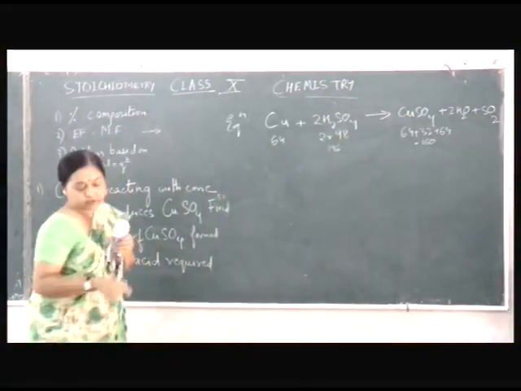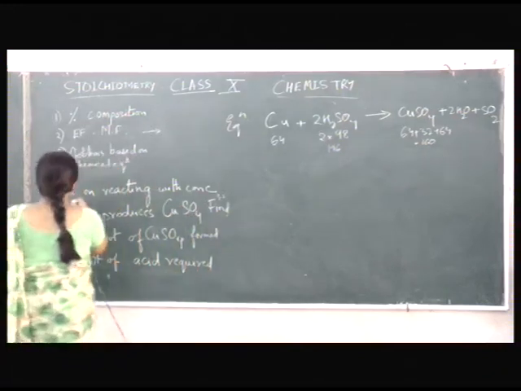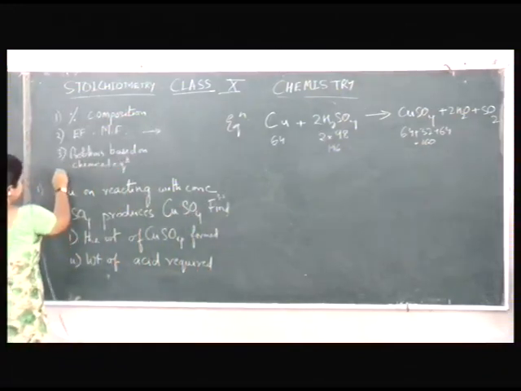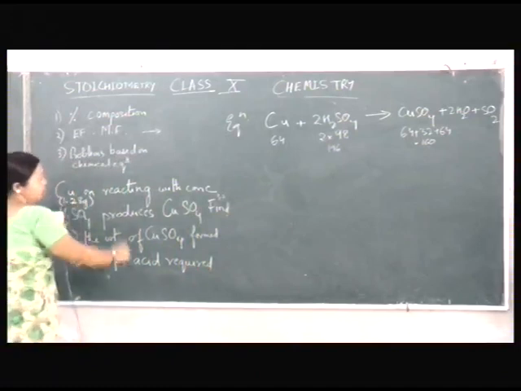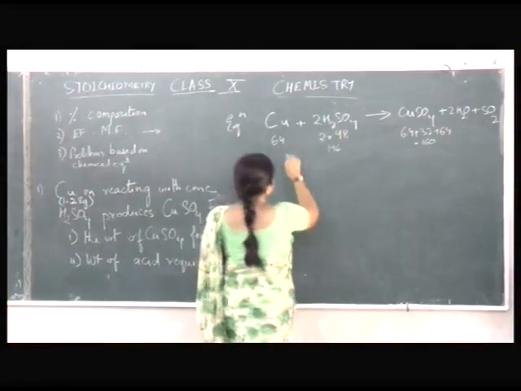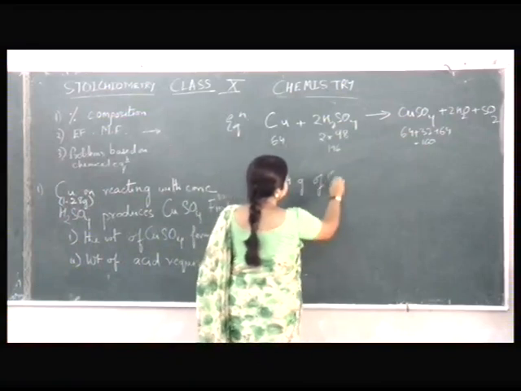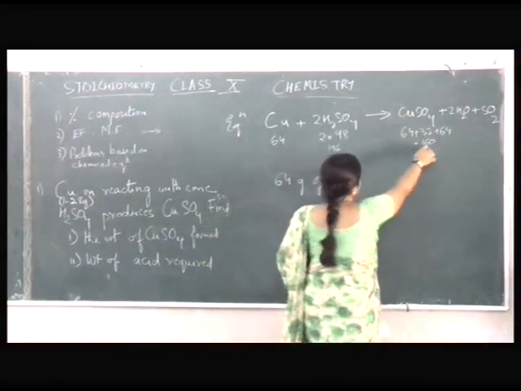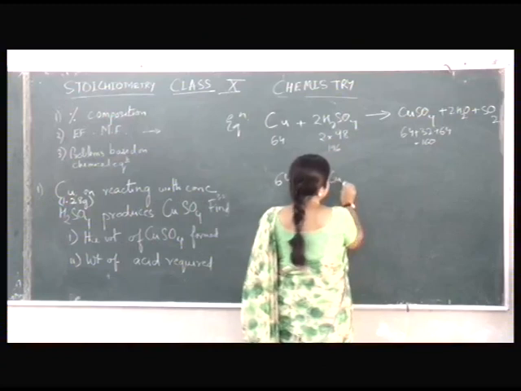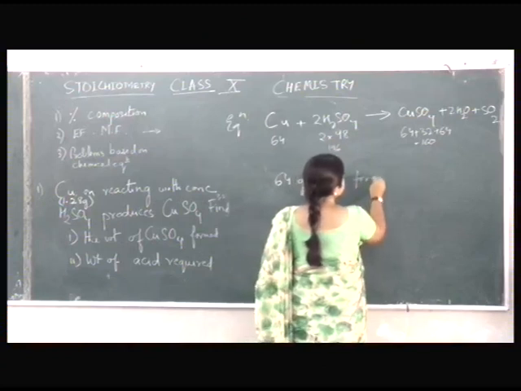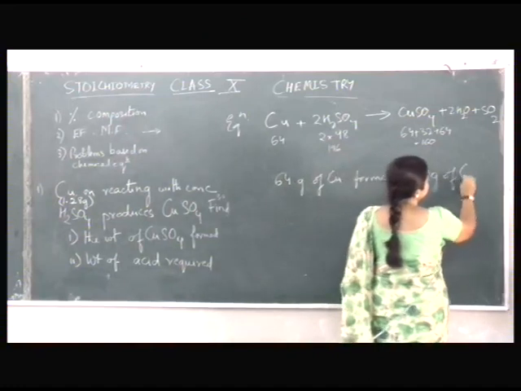Reacting with copper, something is missing here. 1.28 grams, this is not provided here. 1.28 grams of copper you have to find out. So 64 grams of copper reacts to form how much? 160. 64 grams of copper forms 160 grams of copper sulfate.